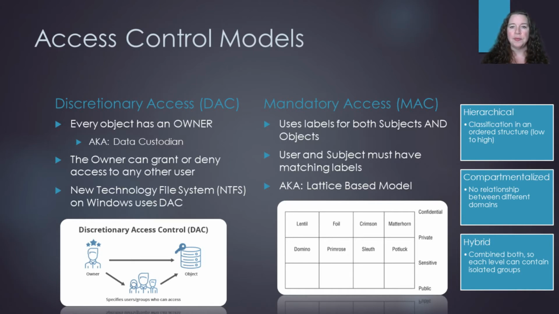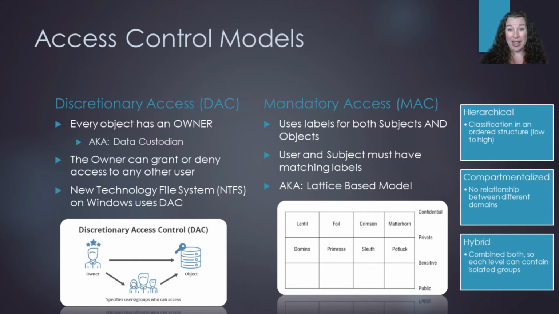Basic hierarchy. You can also choose to have what we call compartmentalized. There is literally no relationship between the different domains. If you are in the Crimson group, you have no relationship with either the Matterhorn or the Sleuth group. Both of those are completely different. Those are different labels, and they don't interact with each other. You have to have individual permissions for the label for the object that you'd like.